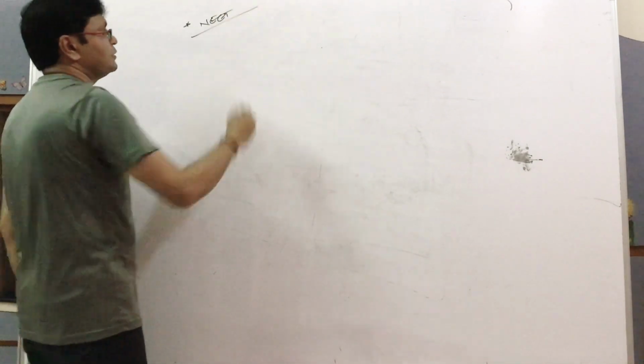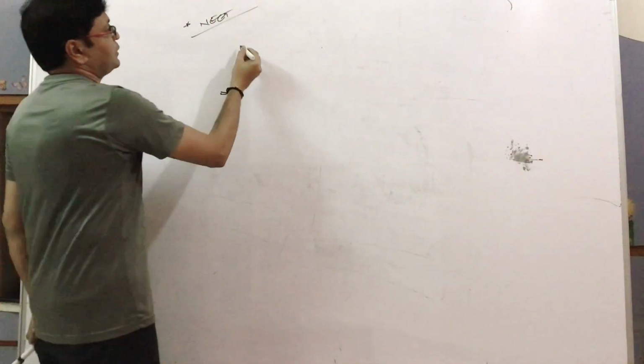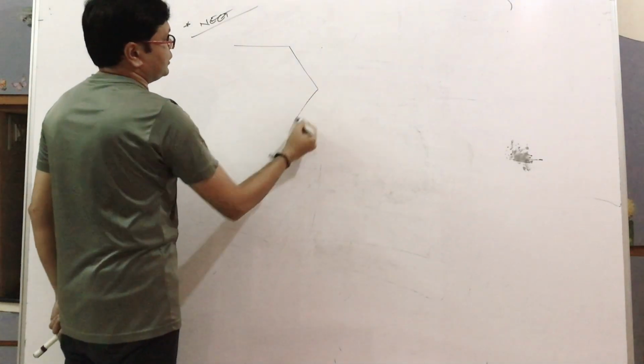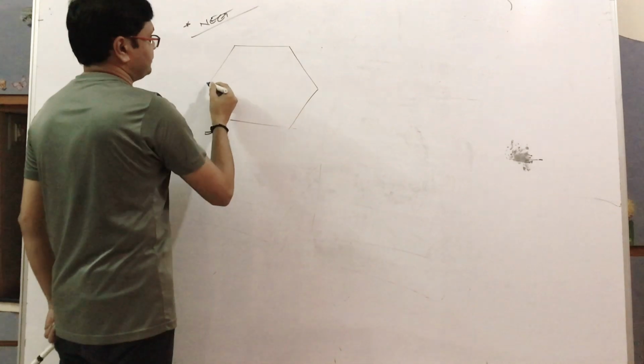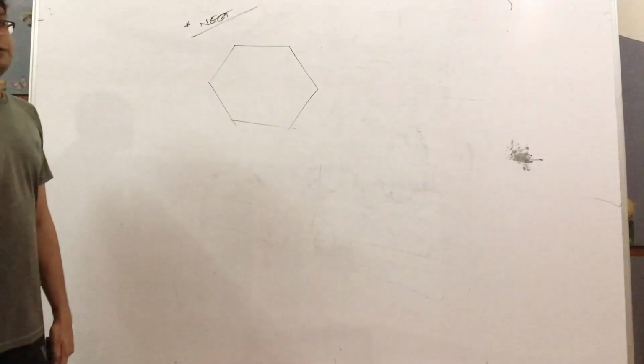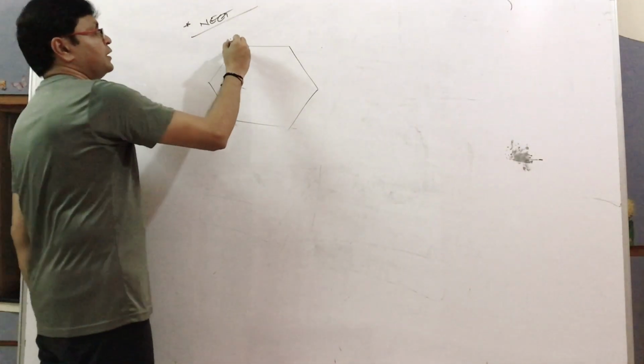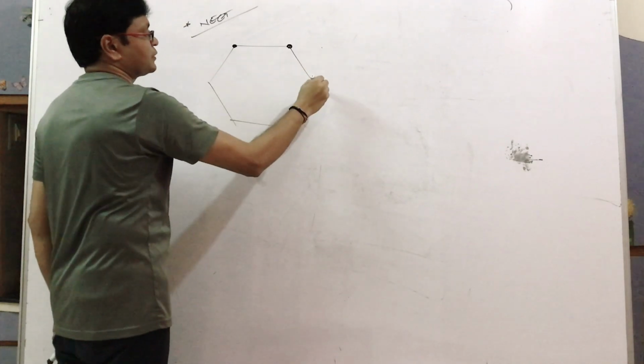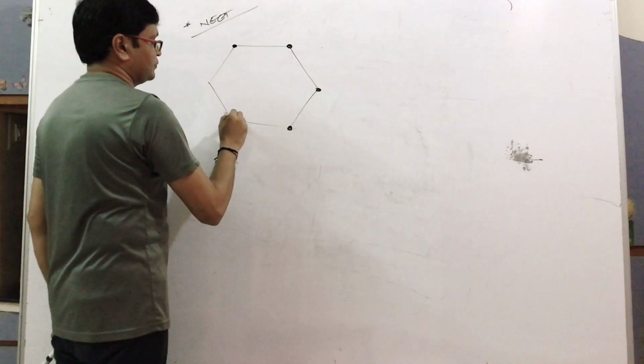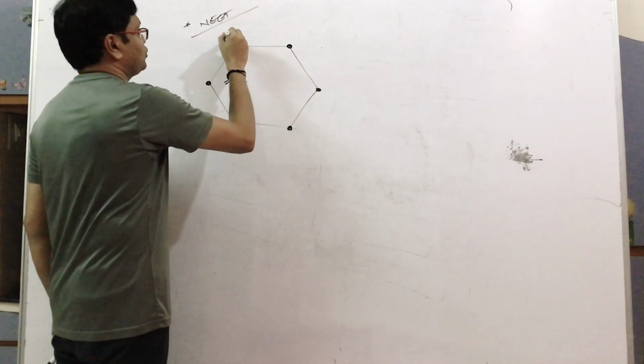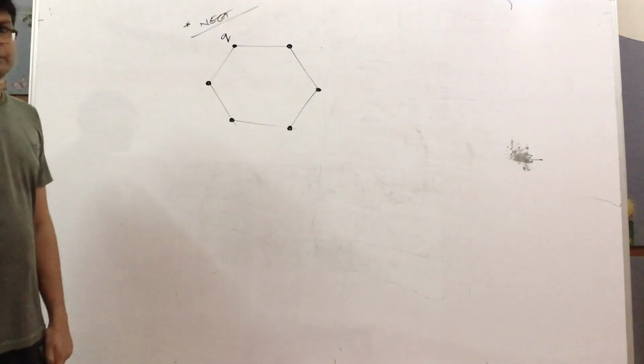No doubt easy, but try to solve it. Here this type of regular hexagon is given. Ready? Regular hexagon is given, and at each vertex Q amount of charge is placed.